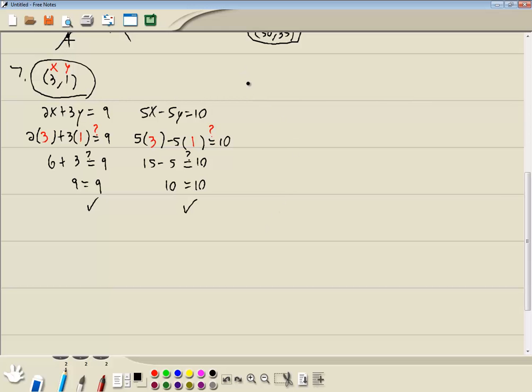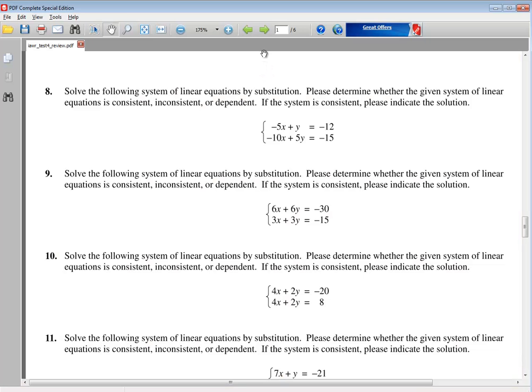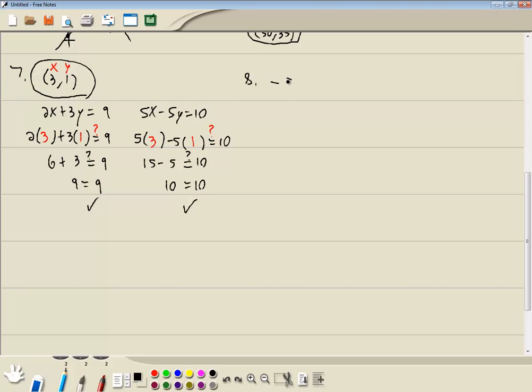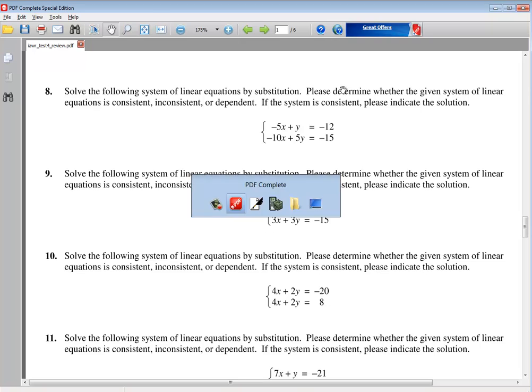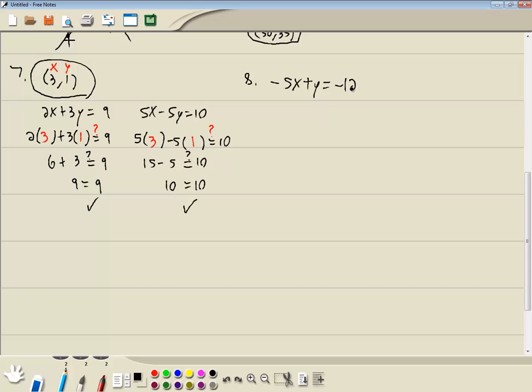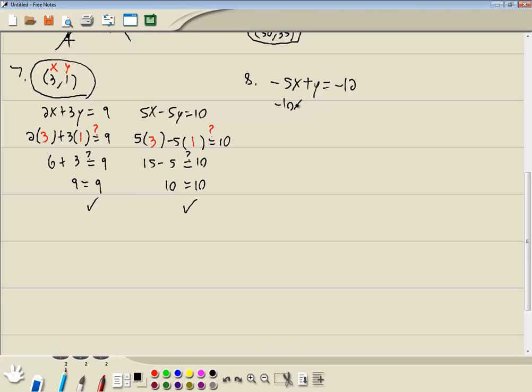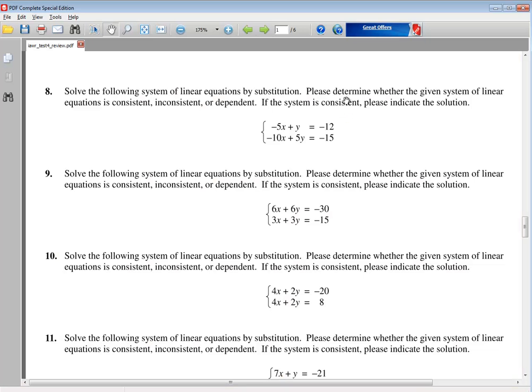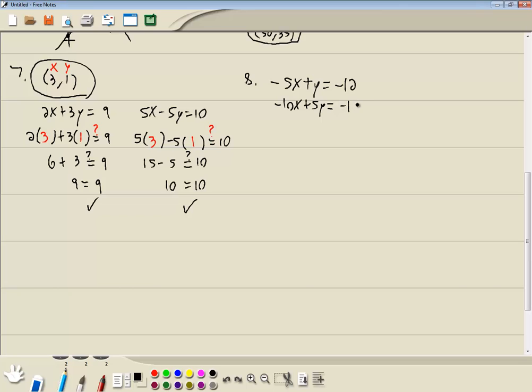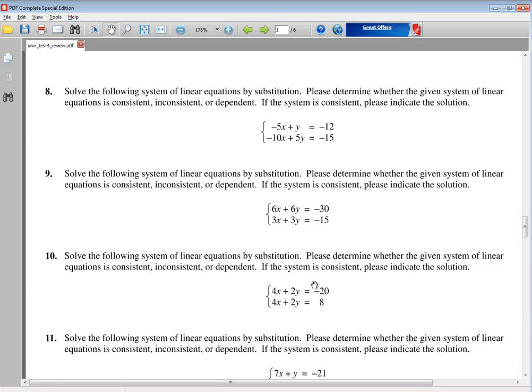Number 8. Negative 5x plus y equals negative 12, and negative 10x plus 5y is equal to negative 15. And it says solve it by the substitution method.